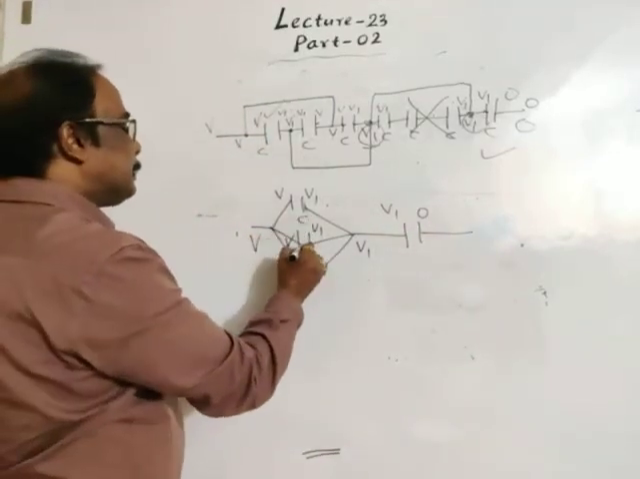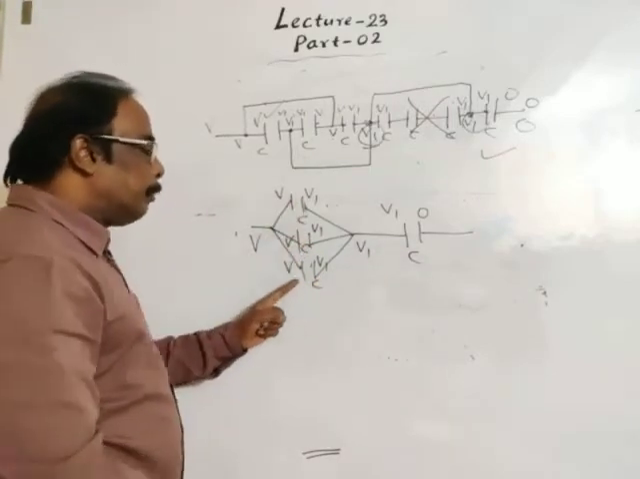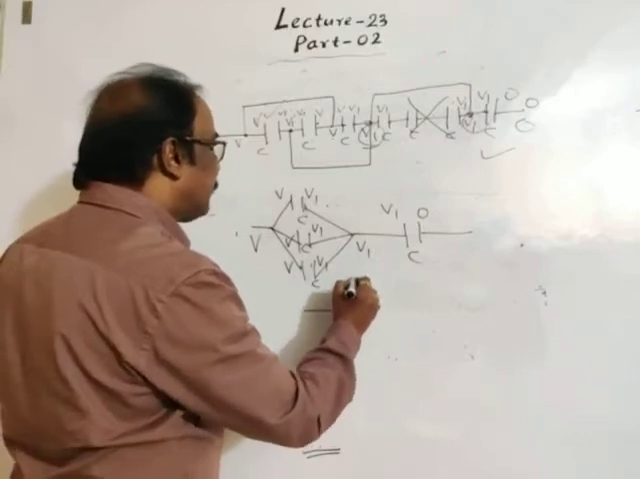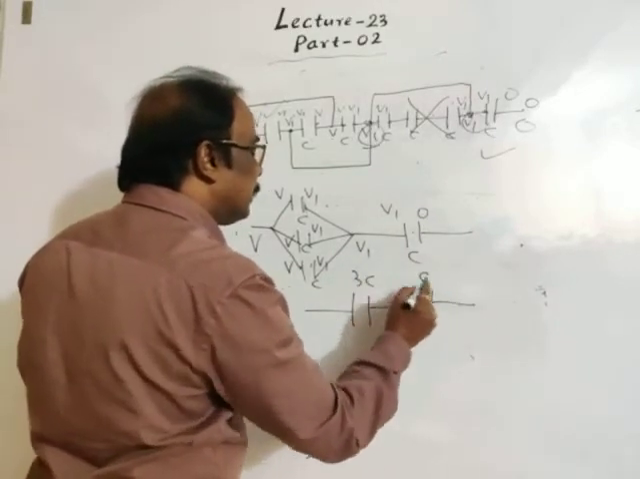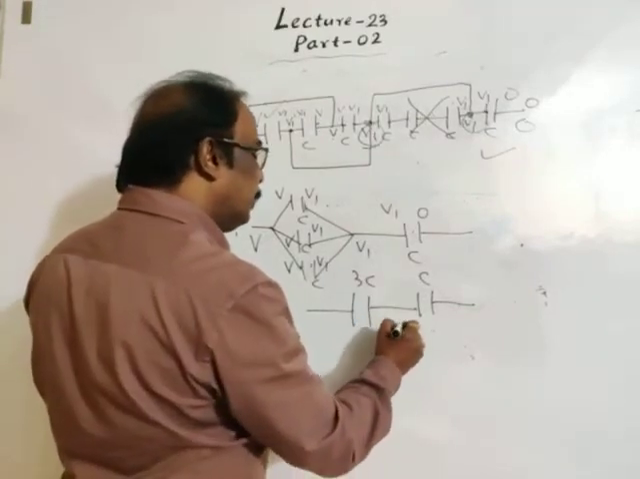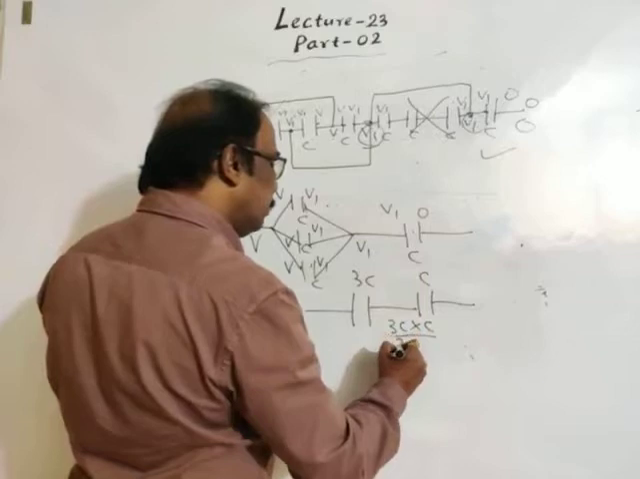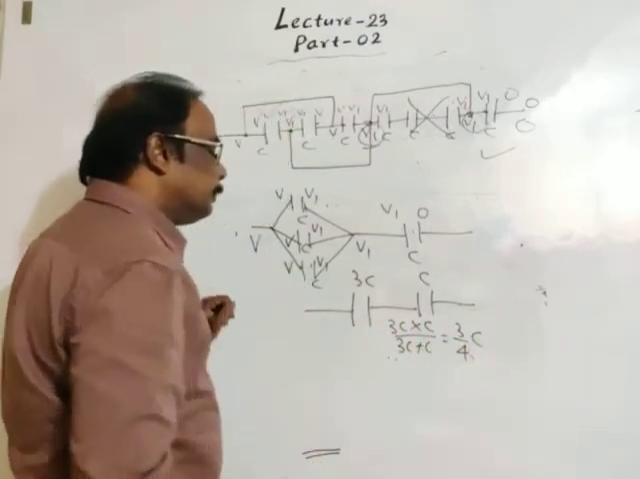Then the capacitances are the same, C, C, C, and this is also C. These 3 are in parallel, so the equivalent capacitance is 3C. This capacitance is C. Now both are in series, so the answer will be 3C into C divided by 3C plus C, and it is 3 by 4 C.